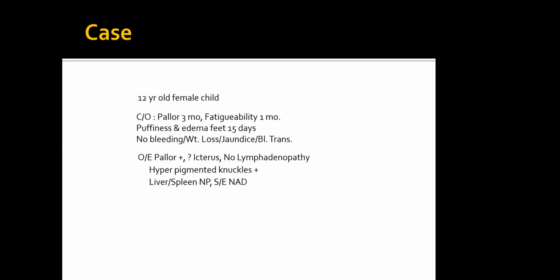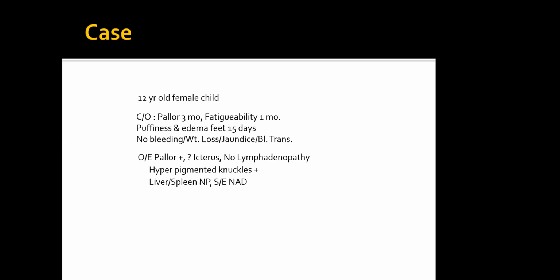The next is a 12-year-old female with pallor for 3 months, fatigability for about a month, puffiness and edema of the feet for about 15 days. There's no history of bleeding, no history of weight loss, no history of jaundice, no history of prior blood transfusions. But what is striking is hyperpigmented knuckles.